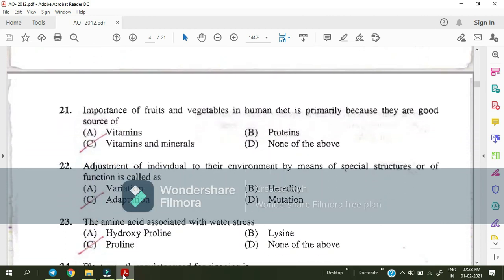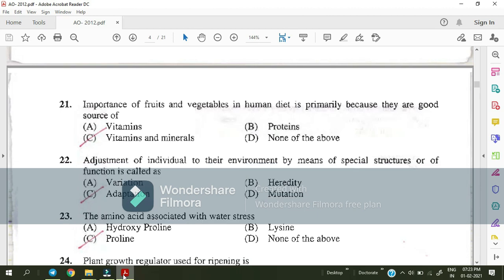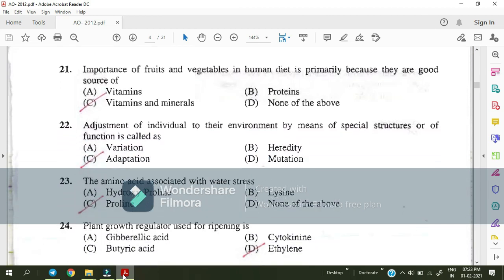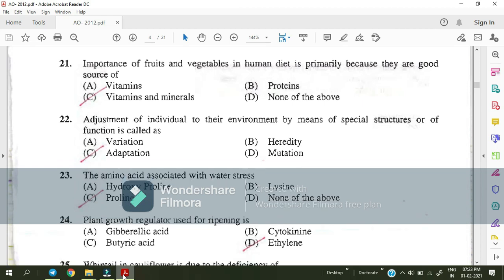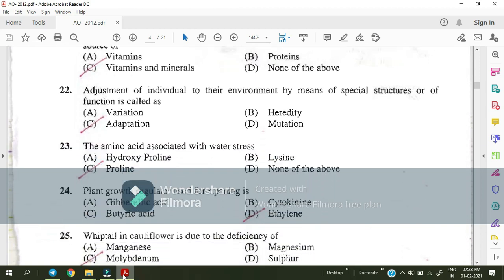22nd question, adjustment of individuals to their environment by means of special structure or function is called adaptation. 23rd question, the amino acid associated with water stress is proline. So cereals are deficient in lysine, pulses are rich in lysine. 24th question, plant growth regulator used for ripening is ethylene. Ethylene is a gaseous hormone.